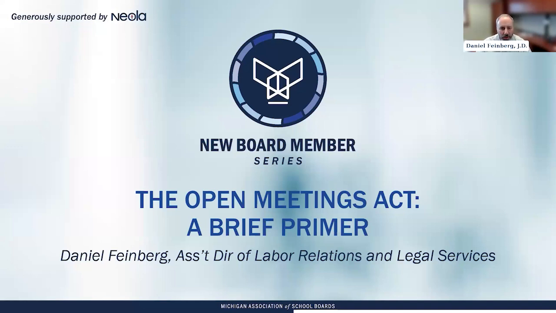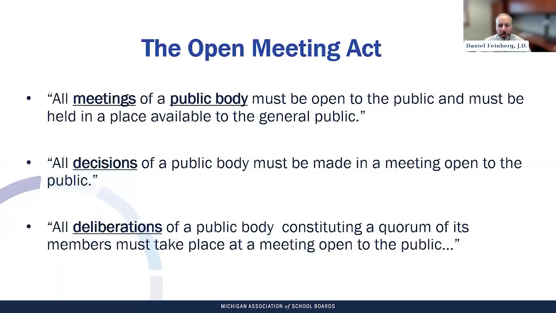So going forward, let's see. So the Open Meetings Act in a nutshell kind of comes down to these three particular things. All meetings of a public body must be open to the public and must be held in a place available to the general public. And then all decisions of a public body must be made in a meeting open to the public. And that kind of feeds back to the meetings of the public body. And then all deliberations of a public body constituting a quorum of its members must take place in a meeting open to the public.